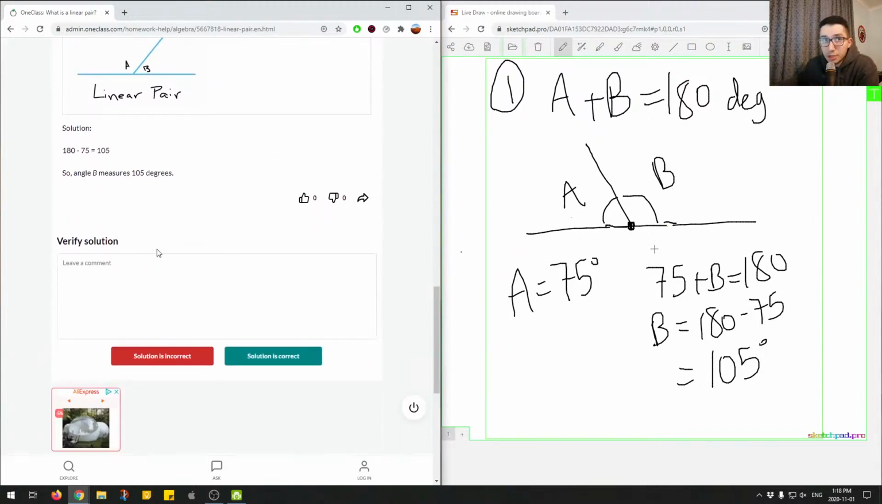So this solution is correct. It correctly describes what a linear pair is and gives an example. Great job. Correct answer and explanation, and we'll mark this as correct.